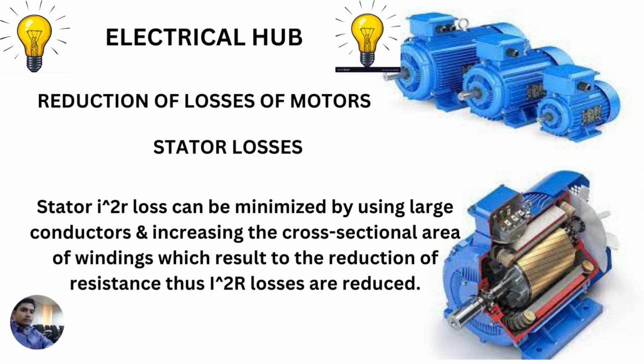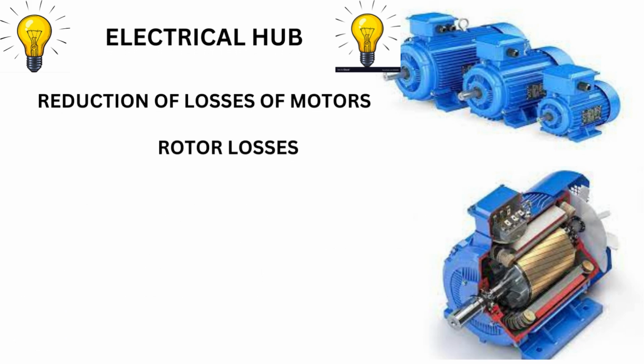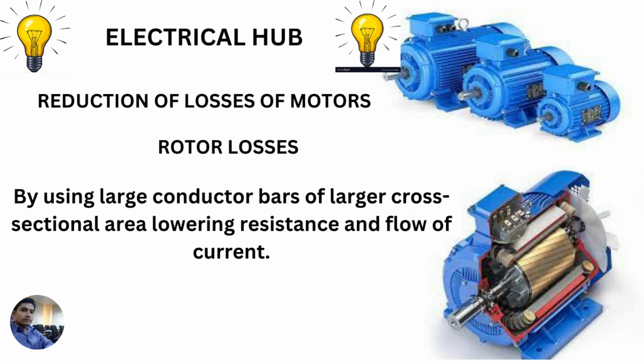Second is the stator loss. Stator or I square R loss can be minimized by using large conductors and increasing the cross-sectional area of the winding, which results in the reduction of the resistance. Thus, I square R losses are reduced. Rotor losses are lowered by using large conductor bars of larger cross-sectional area, which lowers the resistance and the flow of current.